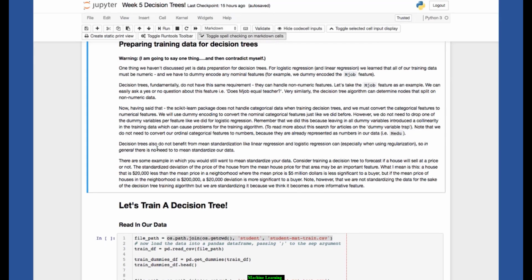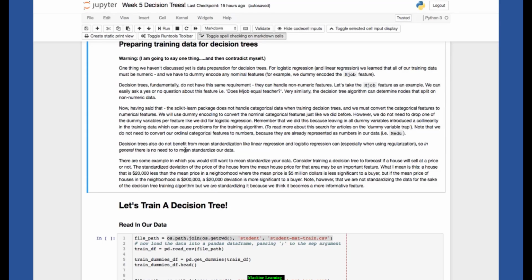One more thing to consider when preparing your data is that you do not have to mean standardize your data. It's not as important in general, and I'll talk about an exception here in a minute, but in general, you don't have to do that. So again, we saw that with regularization, mean standardization can have a big effect on linear and logistic regression, and even some of the training algorithms can perform more efficiently if your data is mean standardized. You don't need to do that with decision trees, again, because they're trained differently. It's not as important.